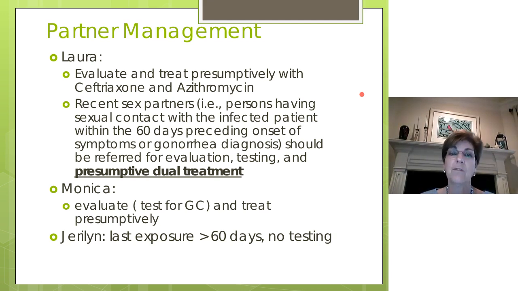So you want to treat her presumptively. So she's going to get ceftriaxone and azithromycin, same dose as if she had the infection, so 250 of ceftriaxone and a gram of azithromycin. And then recent sex partners within 60 days should be referred and evaluated for testing and given dual treatment also. And so Monica, you would also test for GC and chlamydia and treat her presumptively.